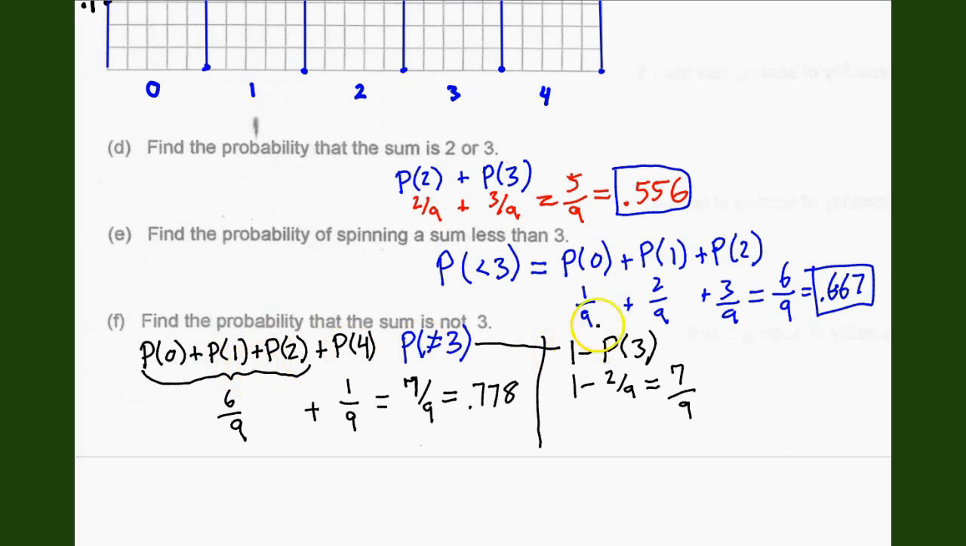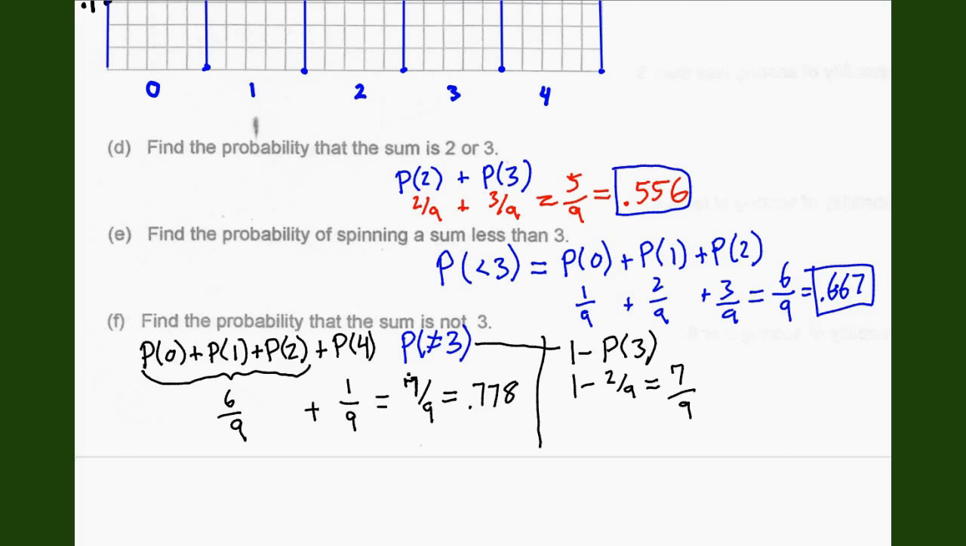Now here it doesn't really make a difference. If we're talking about 1 through 100, and what's the probability of not getting a 17 or a 43? Well, it's a lot easier just to subtract the probability of 17 and 43 from 1 and not add up 98 probabilities, right? So it depends on your sample size and how big the numbers are that you're working with. One or the other might be easier or more convenient.